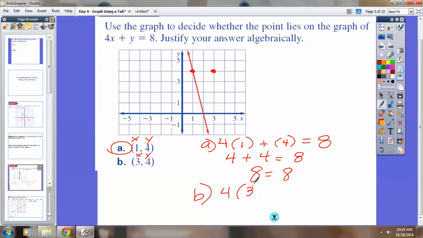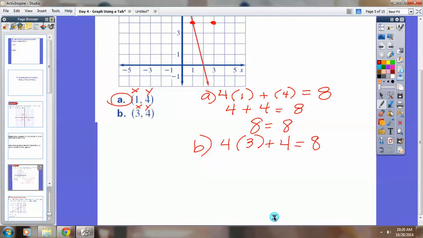4 times 3 plus 4 equals 8. 4 times 3 is 12. Is 12 plus 4 equal to 8? Yep. 12 plus 4 is 16. That does not equal 8. So what does that tell me about that ordered pair? It's not a solution. Solutions are only points that fall on your line. Solutions are points that make your equation true. And 3 and 4 did not make it true.